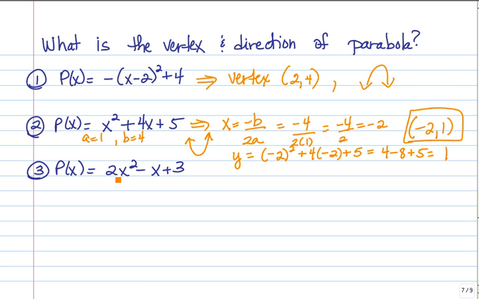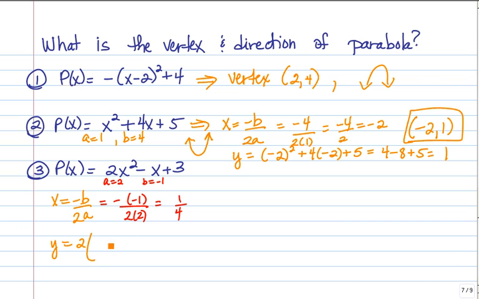What about p of x is equal to 2x squared minus x plus 3? Again, we don't want to go through that completing the square process to get it in the vertex form. We can simply find out what negative b over 2a is, where we find a is 2 and b is negative 1. So we would get the opposite of negative 1 over 2 times 2, which would be positive 1/4.